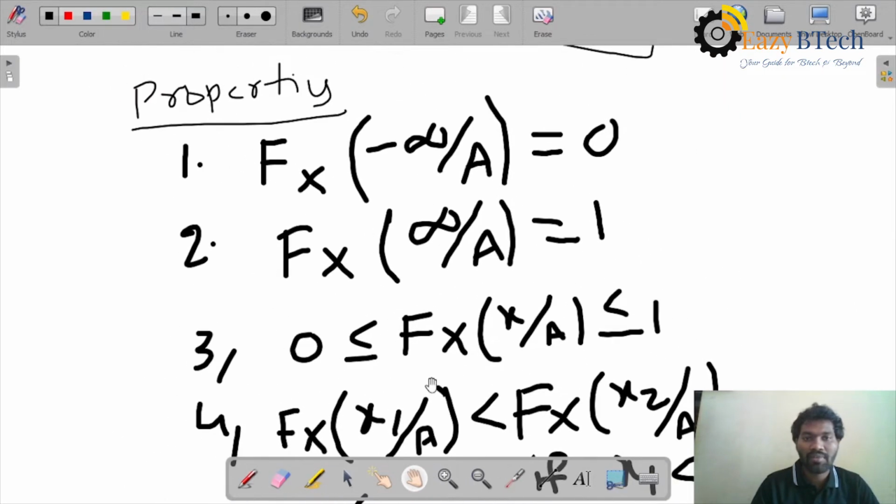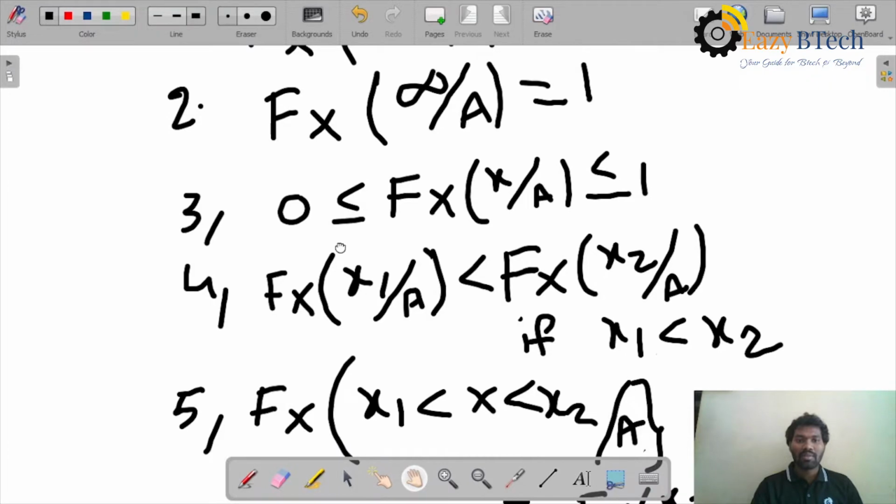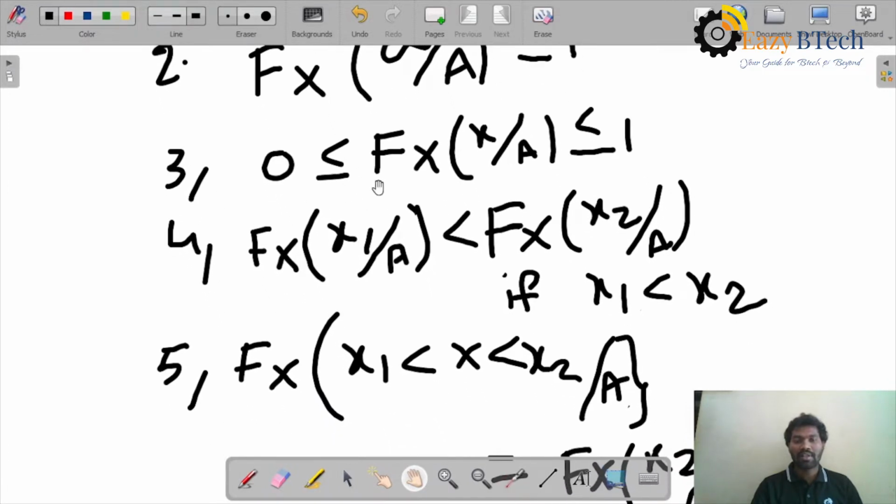For the conditional distribution function, the first property is Fx of minus infinity given A is equal to 0. The second property is Fx of infinity given A equal to 1. The third property is 0 less than or equal to Fx of x given A less than or equal to 1. That means the conditional distribution function always lies between 0 and 1.